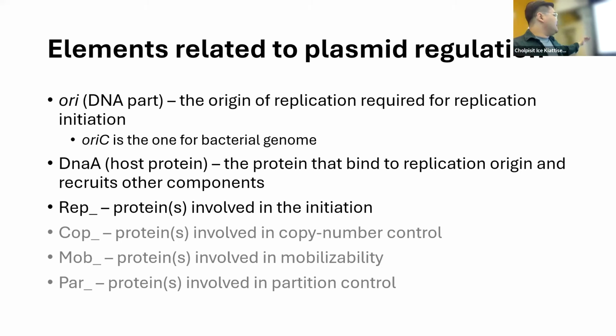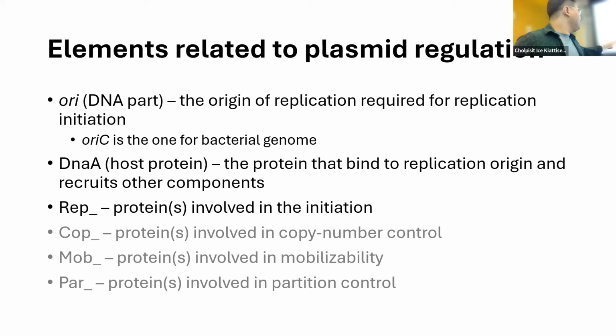But there will be some other things like the COP something, MOB something, and PAR something. Those would be relevant for the copy number control, the mobilizability, which governs whether the plasmid can travel among the population, or the partition control, where it can help when the plasmids are segregating from each other. Like if you have 3 plasmids in the bacteria, you want to make sure that when the bacteria divide into 2 different cells, they each take some of the plasmids, rather than one daughter having all 3 plasmids and the other one having no plasmids. That was the other system in the plasmid that helps with the partitioning.